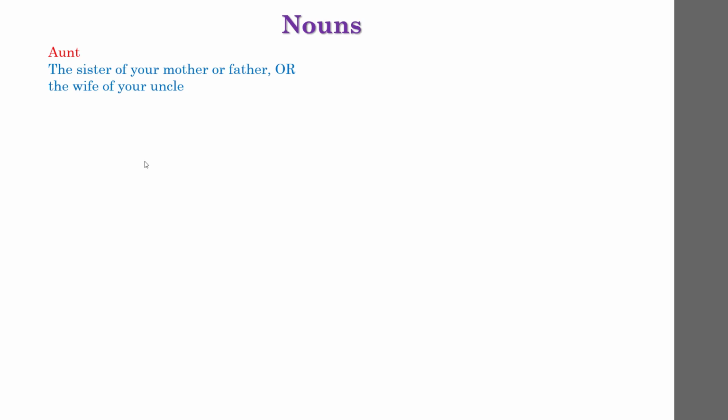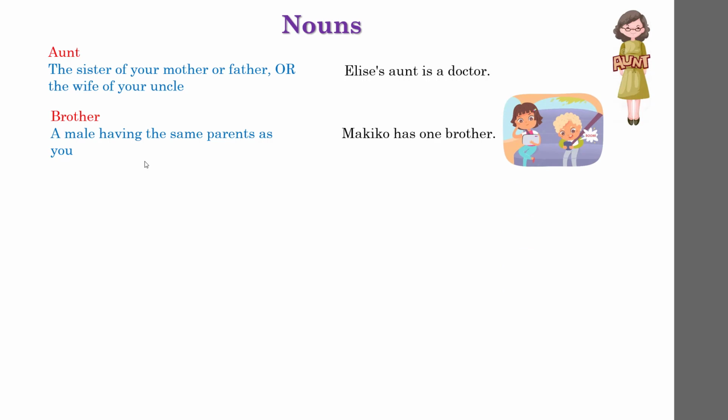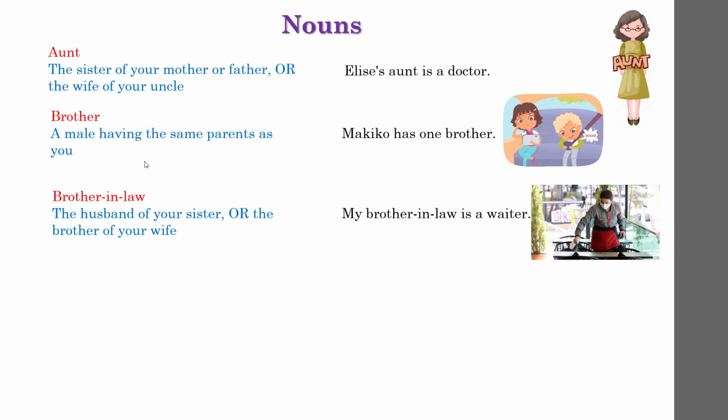Aunt. The sister of your mother or father or the wife of your uncle. Elisa's aunt is a doctor. Brother. A male having the same parents as you. Makiko has one brother. Brother-in-law. The husband of your sister or the brother of your wife. My brother-in-law is a waiter.